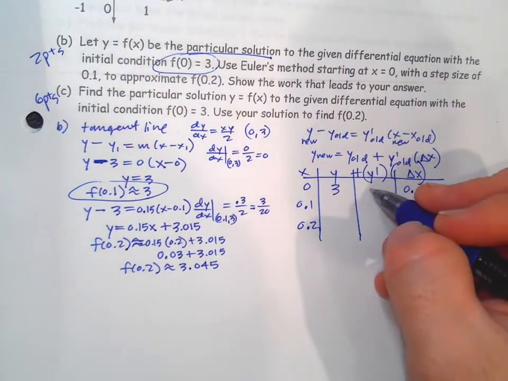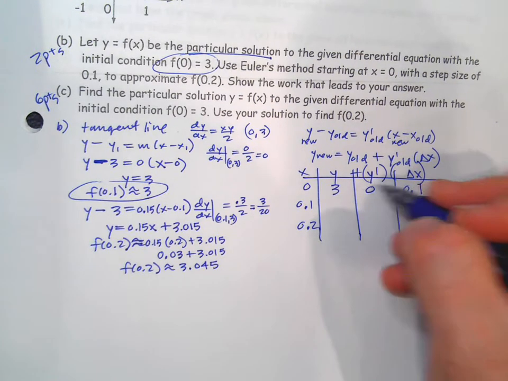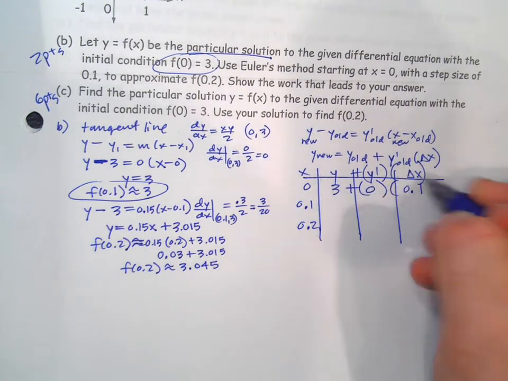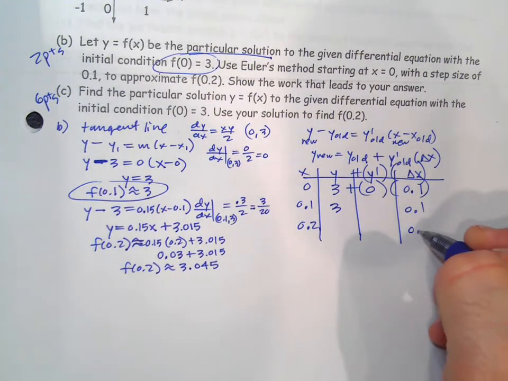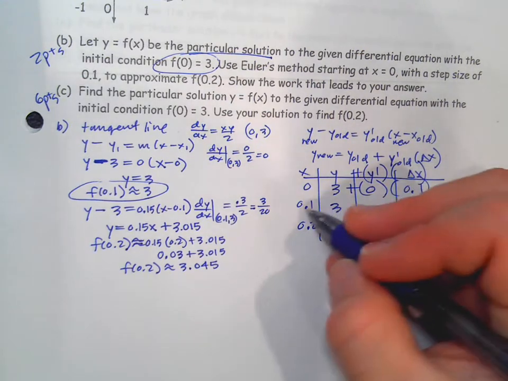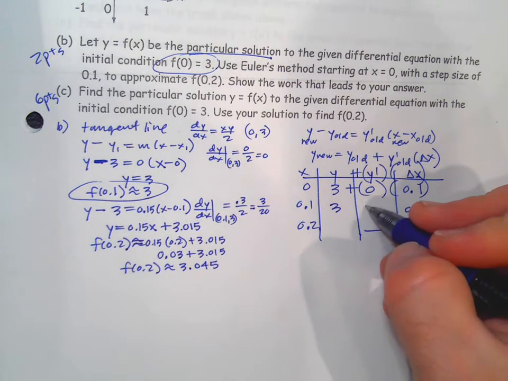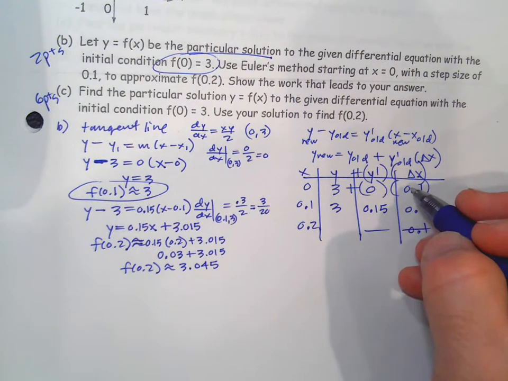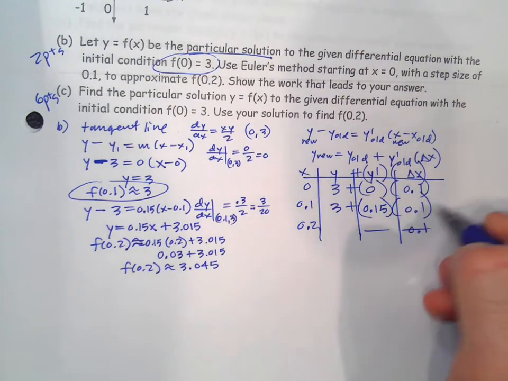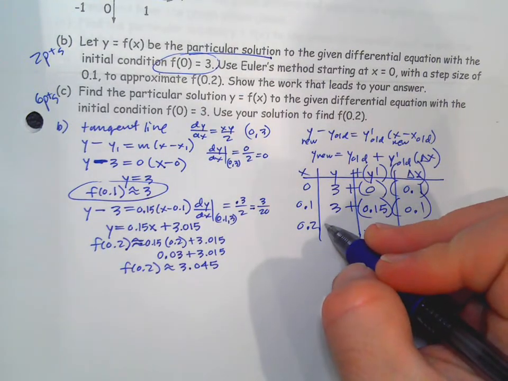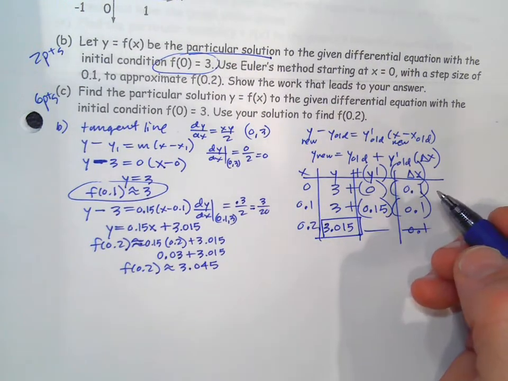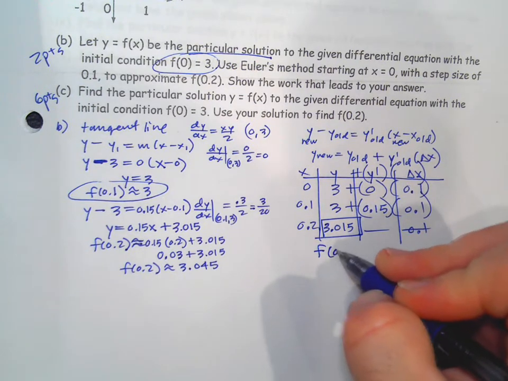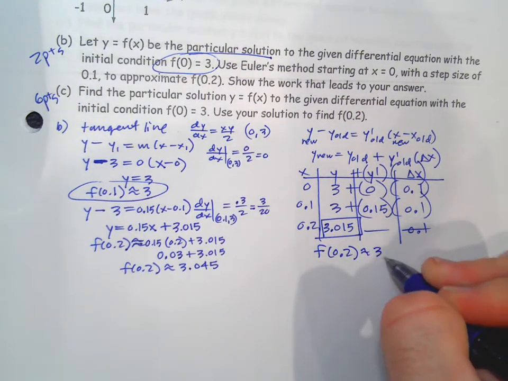So the new one is going to be this plus that times that. So we got to find the derivative to be 0. So we do this plus this times this. So you get 3. Then you got to find the next one. Next one is going to be these multiplied. 0.3 divided by 2 is 0.15. Right? So we are going to add that, plus that, plus that, and we get 3.015. So f of 0.2 is approximately 3.015.